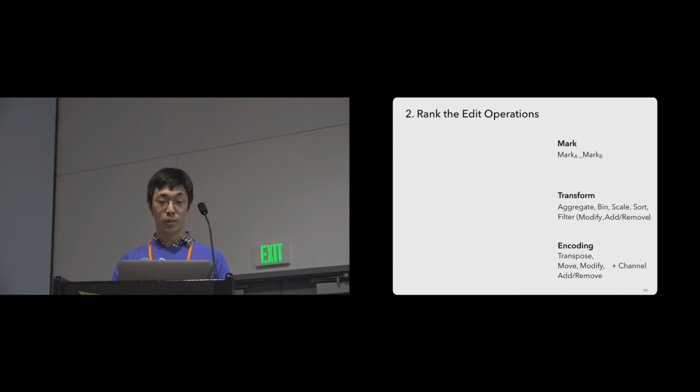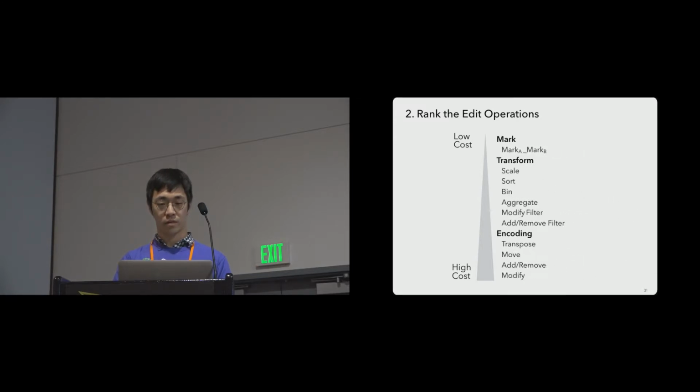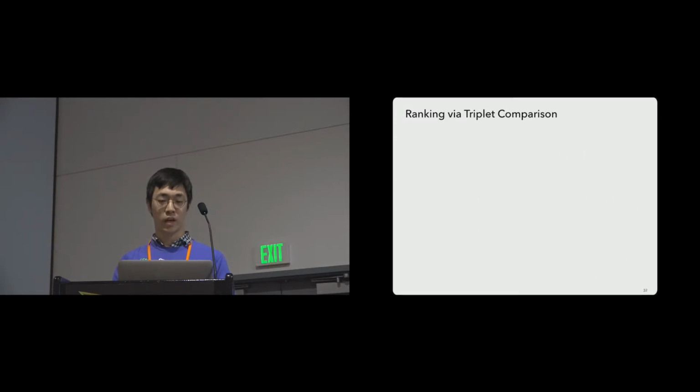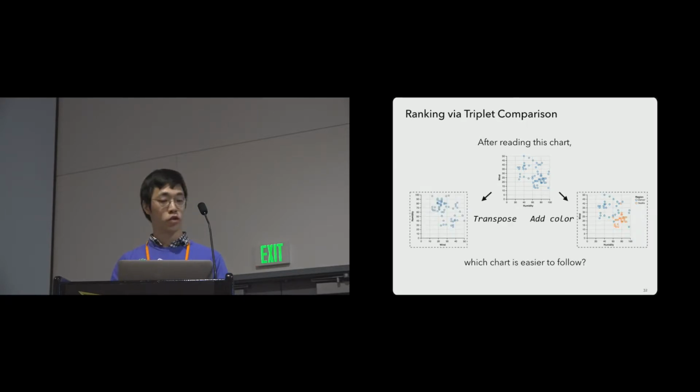Next, we ranked each operation based on our expert judgment of interpretation difficulty. We first ranked the overall categories, then the individual transforms they contain. To perform this ranking, we self-administered a set of triplet comparison tasks. In each task, a judge views the initial chart, then chooses which of 2 charts is easier to understand given their initial chart. The result of each task is a linear inequality among edit operations. For example, if the judge decides a transpose is easier to follow than add color, we assume a lower cost rank for transpose.